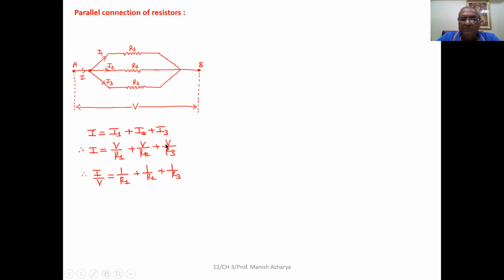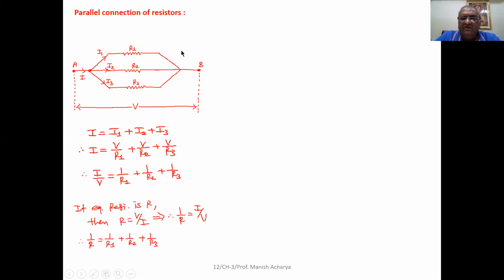Take V common from this one and take it on the left hand side. So we can write I by V equal to 1 upon R1 plus 1 upon R2 plus 1 upon R3. Clear up to this one?